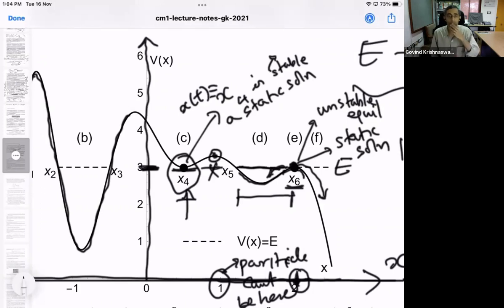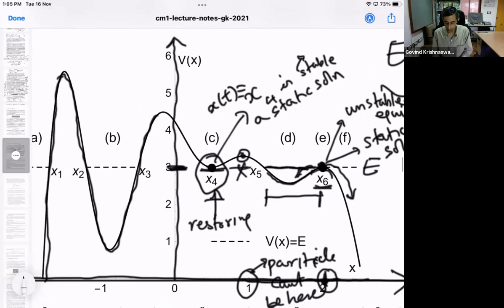Any question about that? In other words, if the particle is here, the potential is such that under a small perturbation the potential will exert a force on the particle that restores it to its original location. So here the force is restoring, but here the force is not restoring. So that's why it's unstable. So the picture already tells you the nature of the stability of the static solutions.